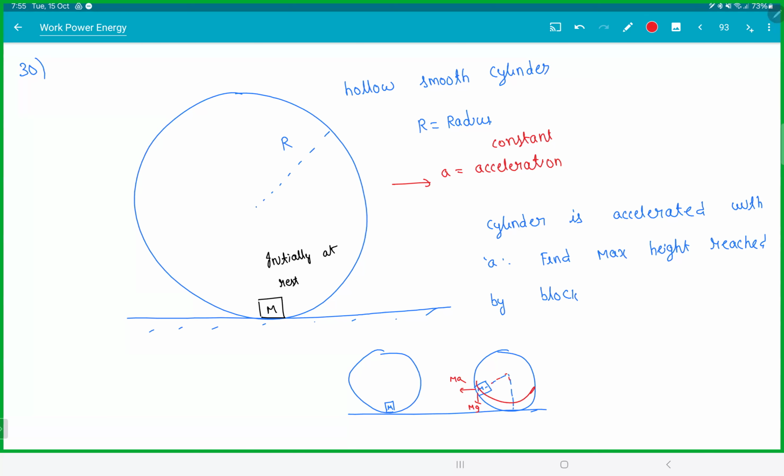So this thing will actually keep oscillating inside. It will go to the left and then it'll come down, go to the right and then come down. It will keep on oscillating. So the question is, find the maximum height it will reach.